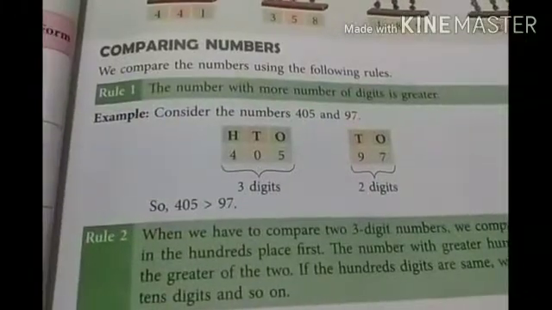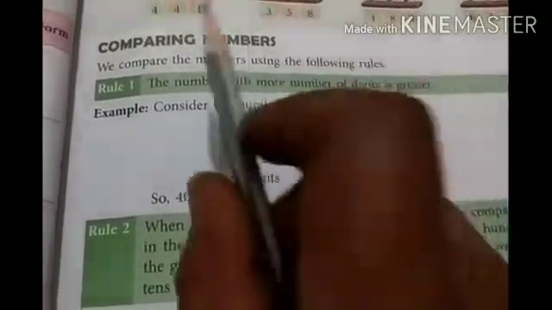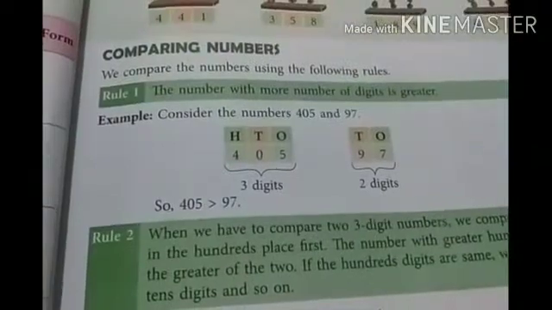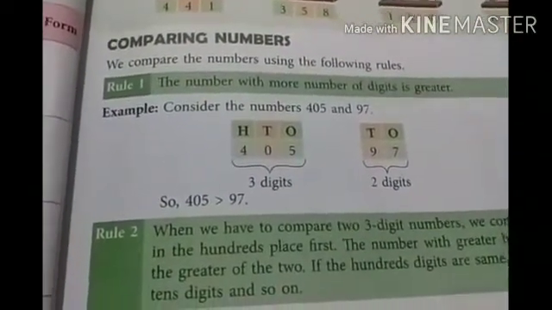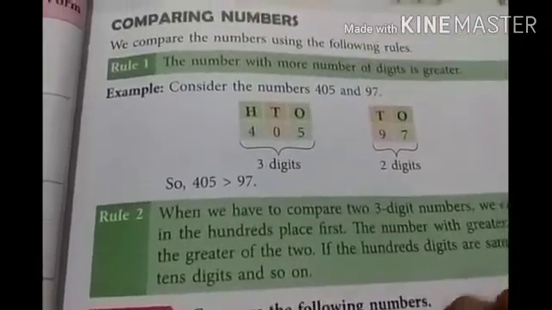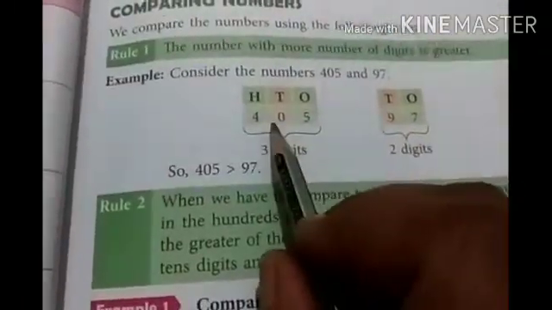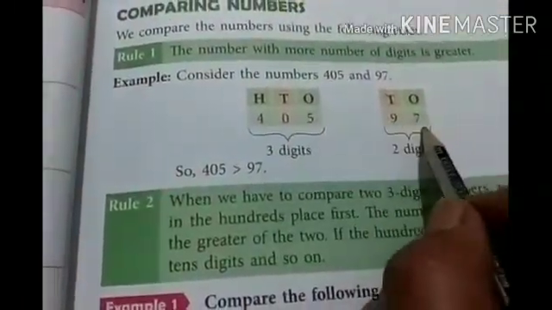So before starting the exercise, we have to learn comparing numbers. You know how to compare numbers. Previously we did it, but this is the 3-digit number, so we will understand again. Okay. So here two numbers are given, 405 and here is 97.